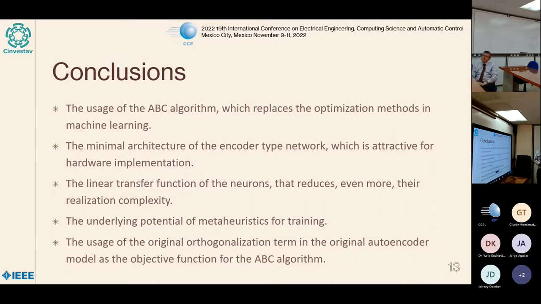Some conclusions for this work: the use of the ABC algorithm to replace the optimization method in machine learning is possible. Typically, a common method is gradient descent, but the ABC algorithm is a newly proposed solution for this task. It is a minimal architecture for an encoder type network, which is attractive for hardware implementation, because it's a little architecture and it's possible to implement in an FPGA. This consumes low resources.